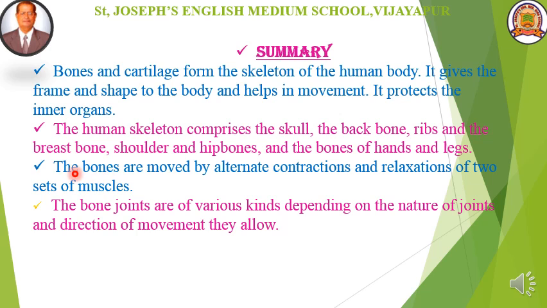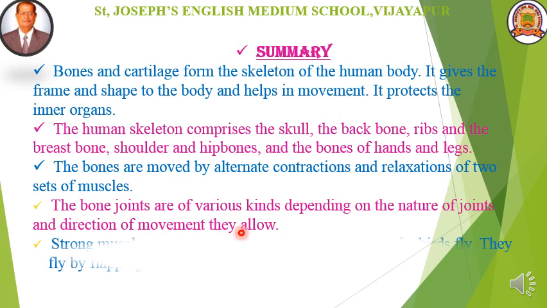The bones are moved by alternate contractions and relaxations of two sets of muscles. By contracting and relaxing the muscles, bones can move. Bone joints are of various kinds depending on the nature of the joints and the direction of movement they allow.